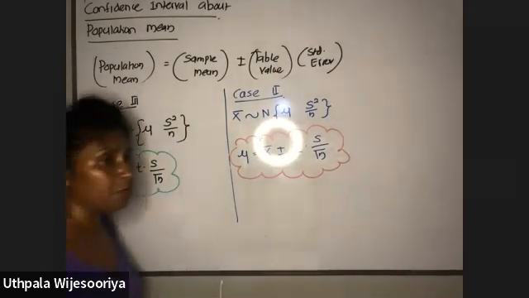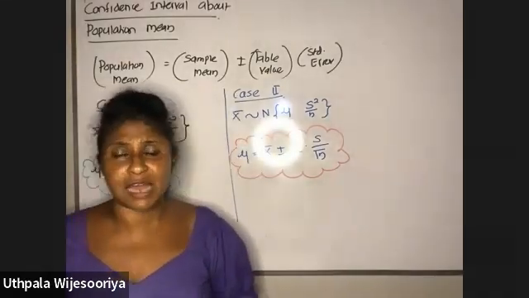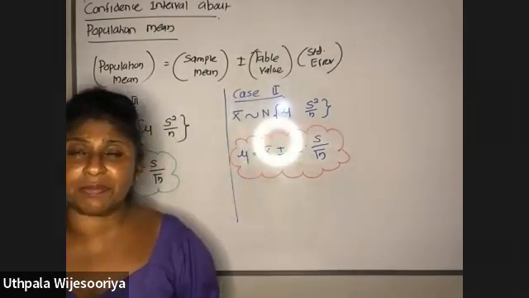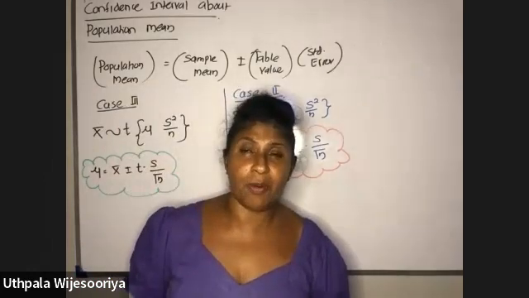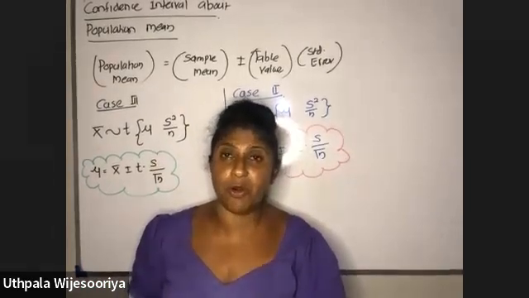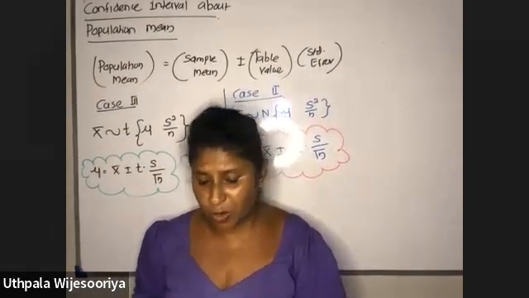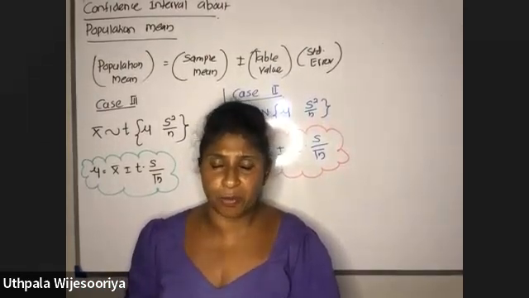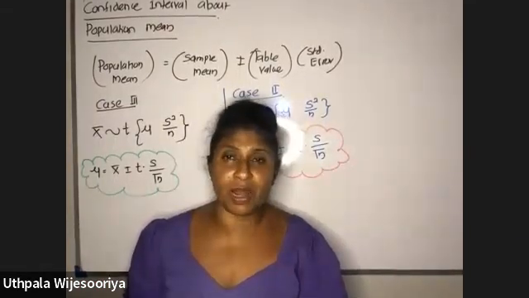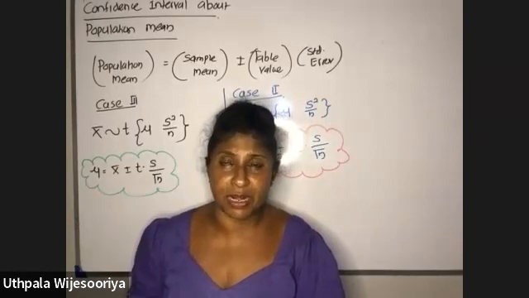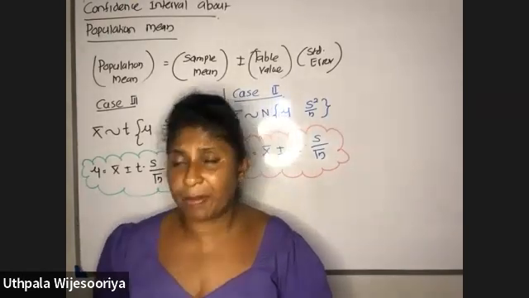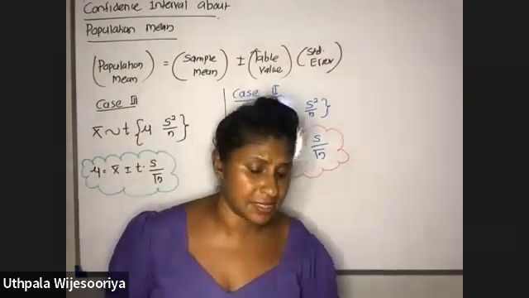So what about your case number 4 and case number 5? Now you are sampling from non-normal populations. According to the central limit theorem, the sampling distribution is approximately normally distributed. Case number 4 and 5: we are sampling from non-normal populations with known variance and unknown variance. According to the central limit theorem, we have to draw large samples in both cases.